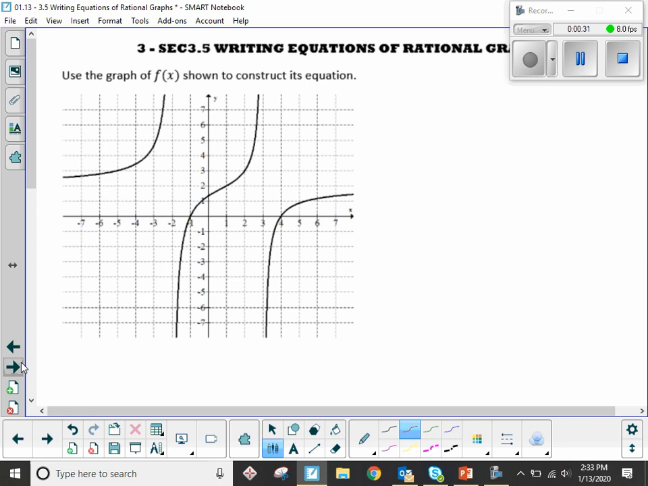So here's what we got. We have this graph. Also, hello, I hope you had a nice weekend. Happy Monday. So we have this graph.